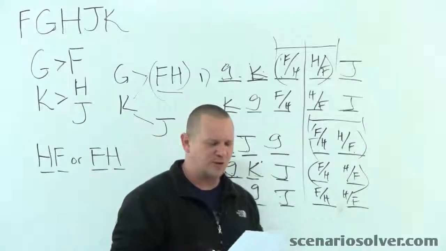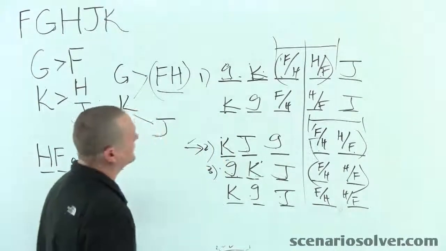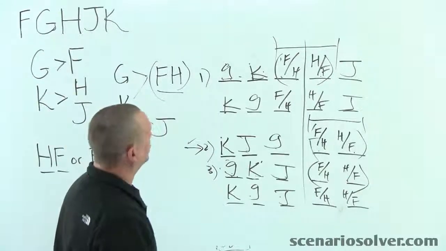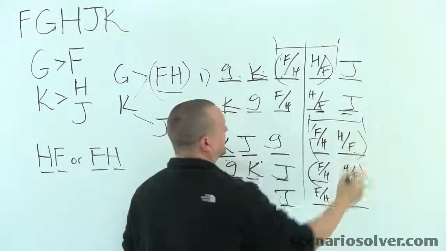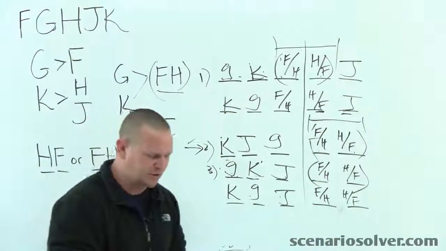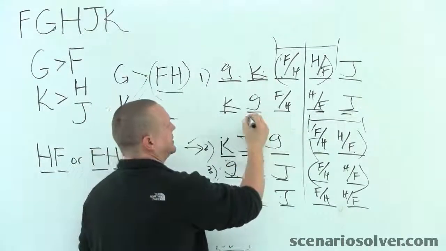Let's look at 3. Which one of the following cannot be true? A, F performs immediately before J. And if you look right here, we could have F performing immediately before J, so that could be true. Let's look at B. G performs immediately before H. That could happen here.